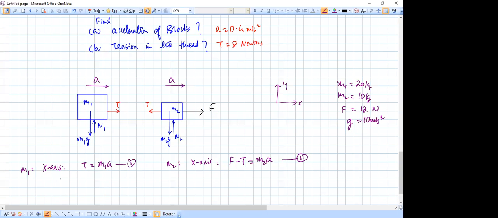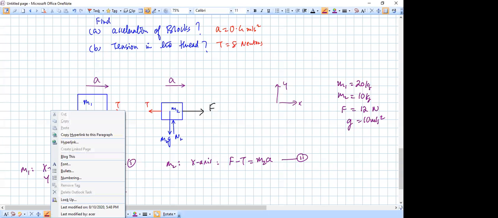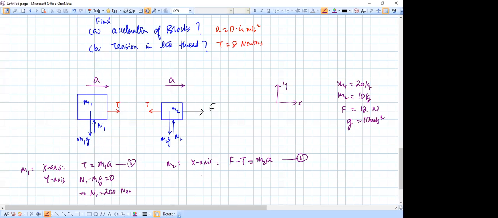The other two equations I'm writing are totally unnecessary. Along the y-axis, N1 minus M1g is 0. So that is telling you that N1 is equal to the weight, which is 200 newtons. So this has not been asked, so it's not really necessary, but just to complete. Similarly, for M2 along the y-axis, N2 is balancing the weight. So this normal reaction is 100 newtons. Okay, but the main thing is we want to find out acceleration and tension.